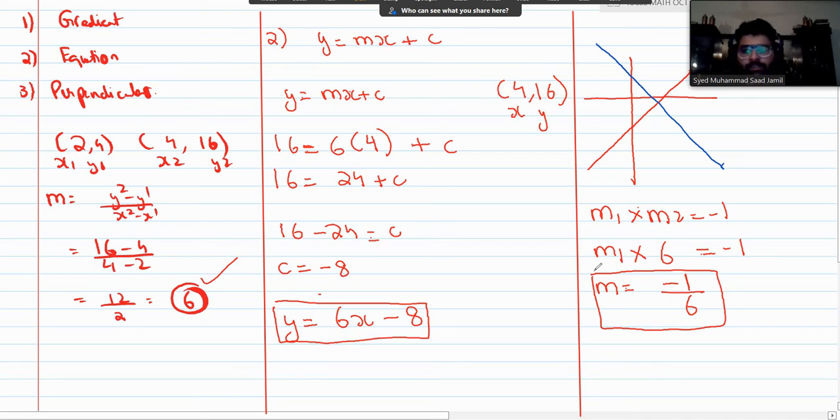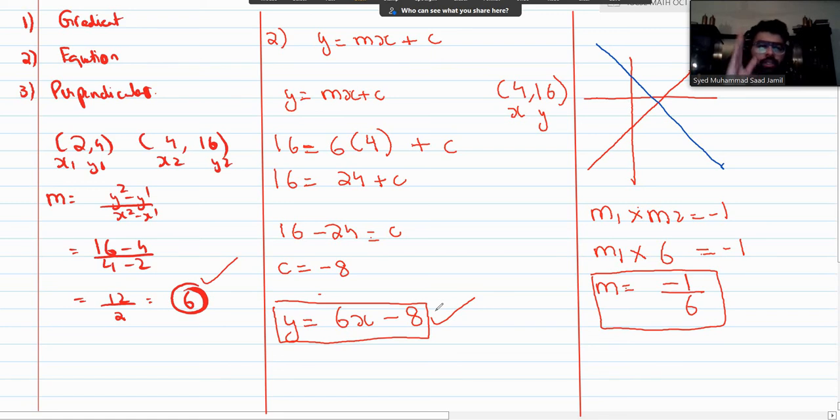Just, 1 second. Yes. What exactly is M1? M1 basically refers to the gradient of line 1, M2 refers to the gradient of line 2. Alright, so line 1 is the perpendicular line, and line 2 is basically this equation, this line. Alright, so the gradient of the perpendicular line. The perpendicular line is the line colored in blue? Exactly. We already know the gradient of the line colored in red.